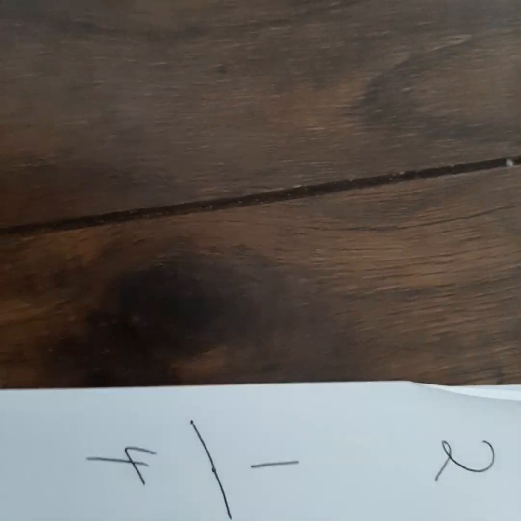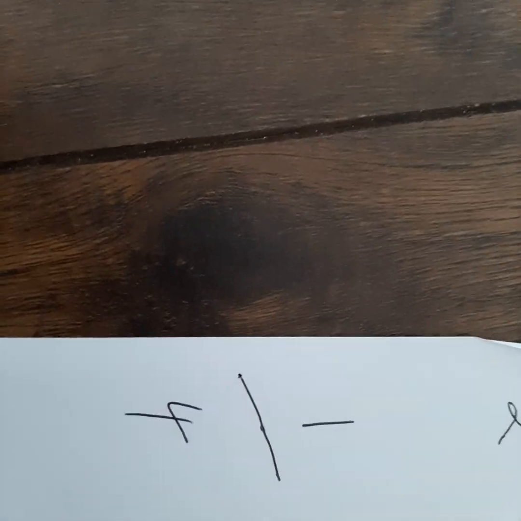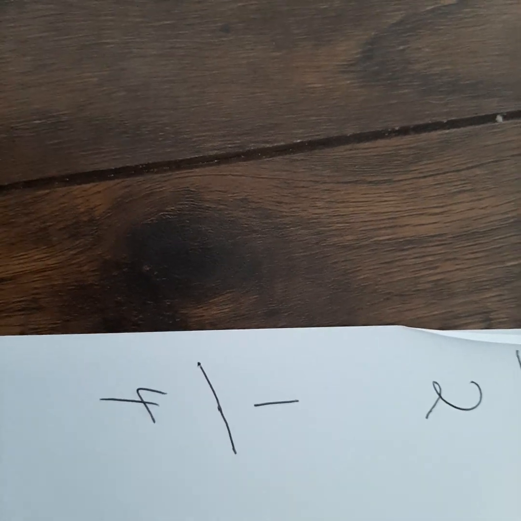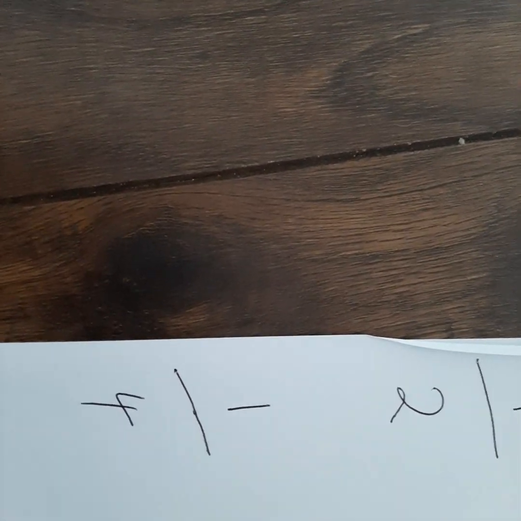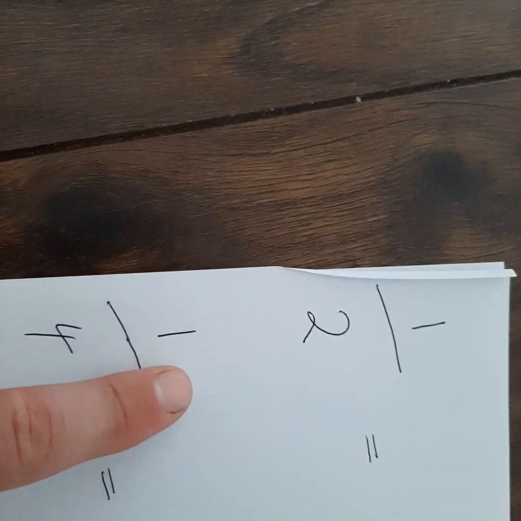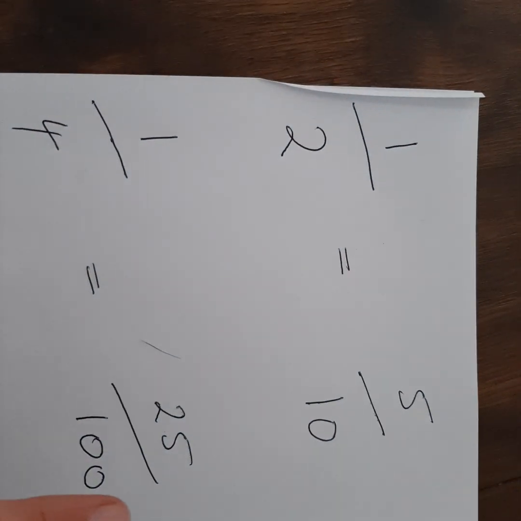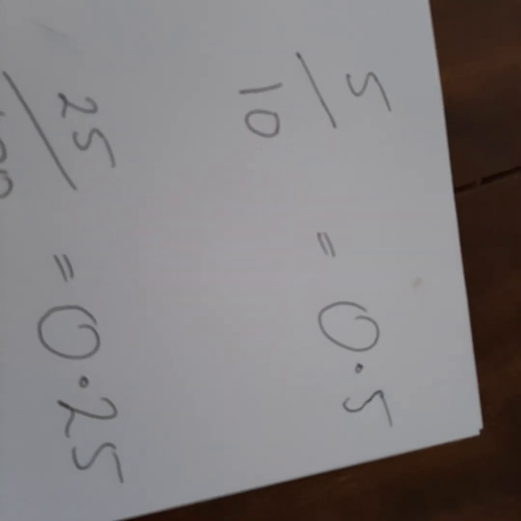Quarters. Okay, can't change quarters to tens because if you count up in fours, 4, 8, 12 doesn't work out. But I can change it to hundredths. And just to fast forward, you have to multiply 4 by 25 to change it to 100. So if I multiply this by 25, I must multiply this by 25. So that gives me 25 over 100. So a quarter is the same as 25 over 100, or 0.25.